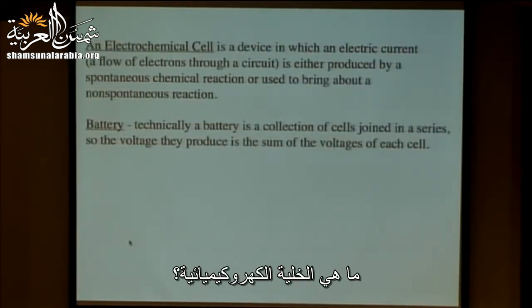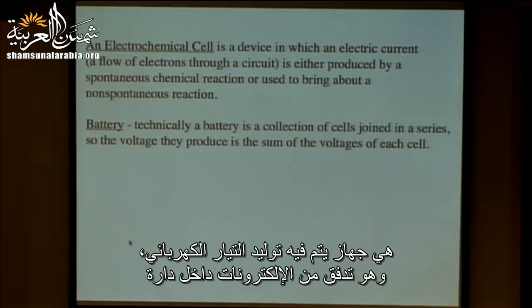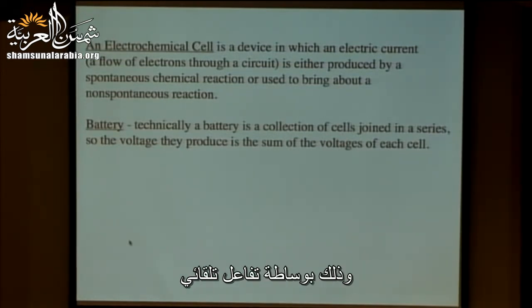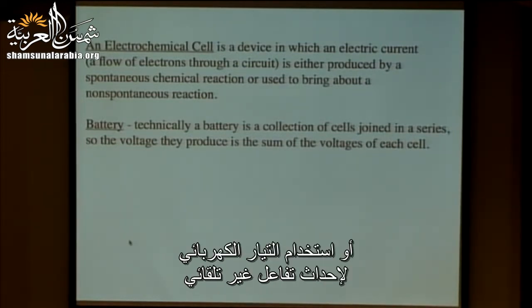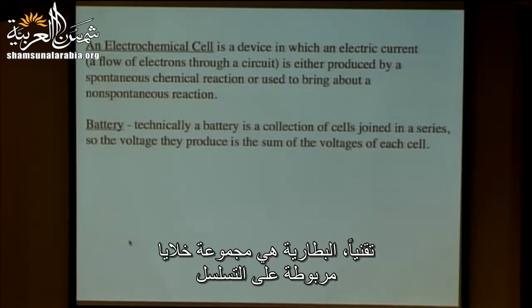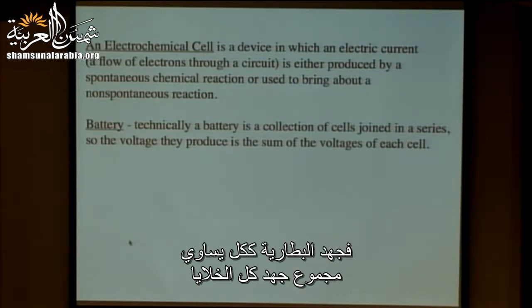All right, so what is an electrochemical cell? It's any device in which an electric current, which is a flow of electrons through a circuit, is either produced by a spontaneous reaction or used to bring about a non-spontaneous reaction. And so a battery is technically a collection of cells in a series, so that the battery has the sum of the voltages of each cell.